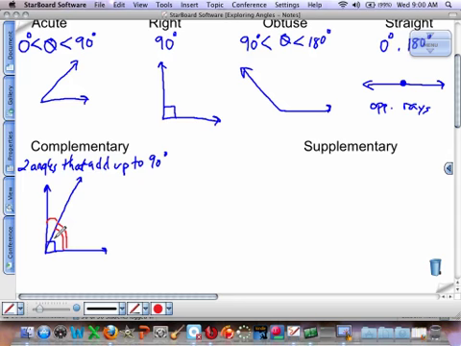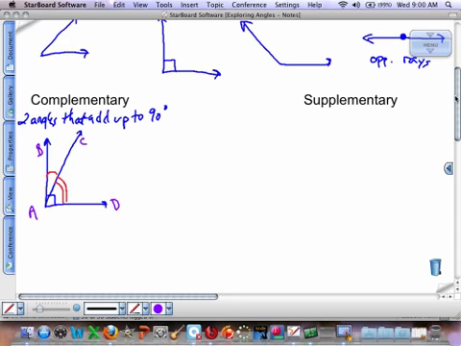Another way I could write this out is if I actually label these A, B, C, and D. Another way to write that is to say that the measure, that's what the little m means, the measure of angle BAC plus the measure of angle CAD is equal to 90. That means that they're complementary.